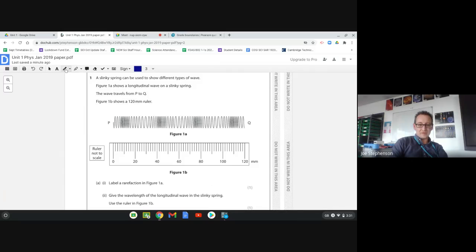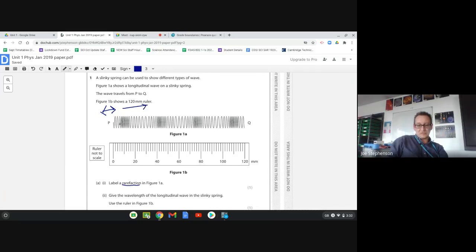So what we want to think about at this point then is, what does that actually mean? That means that essentially P is moving backwards and forwards like that. So as we move P back and forth, the energy transfer goes along the spring like so. Now your first job is to label a rarefaction on figure 1a.